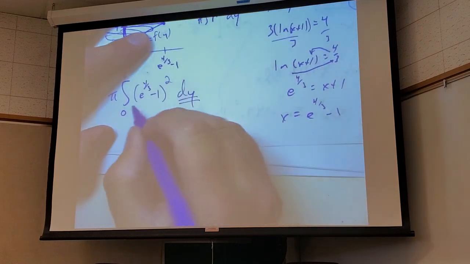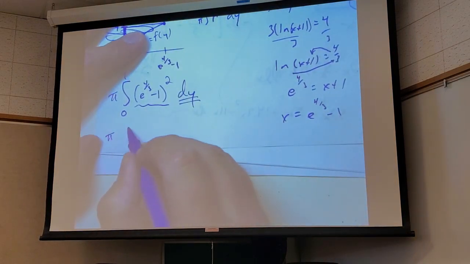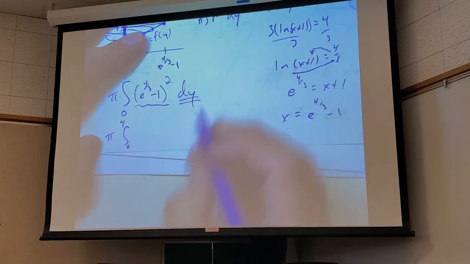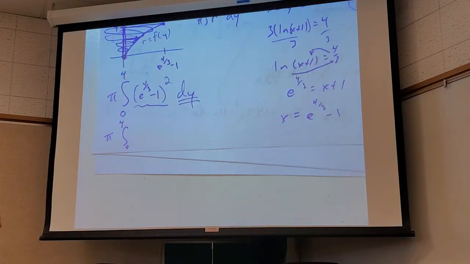All right, so is anybody concerned about this? How do you FOIL that thing? Well, it's e to the y over 3 times e to the y over 3. What do you do with exponents when you multiply like bases? Add them. So e to the y over 3 times e to the y over 3 is e to the 2y over 3. No big deal.